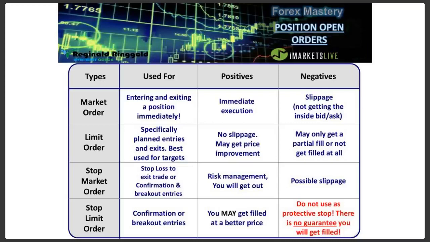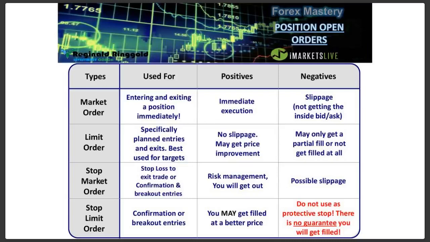All right. Now, a limit order. This is for specifically planned entries and exits. It's best used for targets, okay? Now, there is no slippage. You might even get a price improvement. This is the benefits of a limit order. The only downside, or the biggest downside, I should say, is that you may only get a partial fill, or you may not even get filled at all. So this is why you don't want to use a limit order for your stop loss, okay?